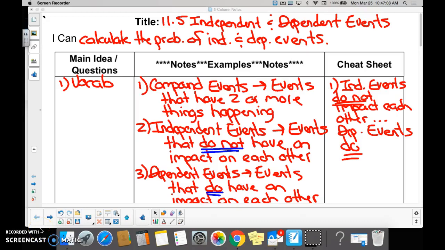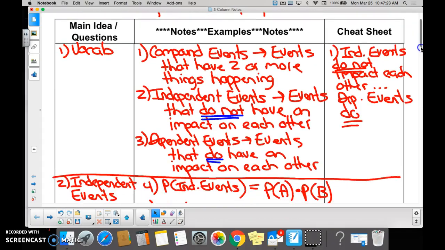11.5 independent and dependent events. I can calculate the probability of independent and dependent events. Yes or no? Yes. Enthusiastic voices, please. Yes. Okay. Compound events, 2 or more events, would be compound.